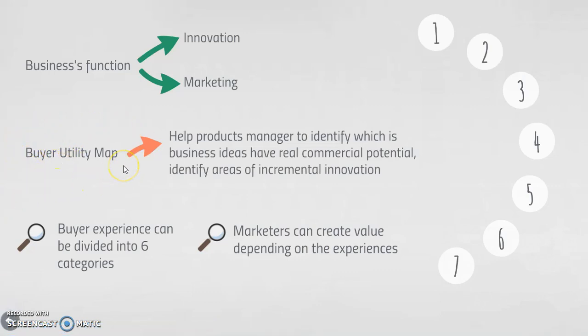So the buyer utility map helps product managers to identify which business idea has real commercial potential and identify the areas of incremental innovations. In the buyer utility map, it always takes account of the buyer experience, which can be divided into 6 categories. This experience allows the marketers to create value depending on the experience of the buyer.